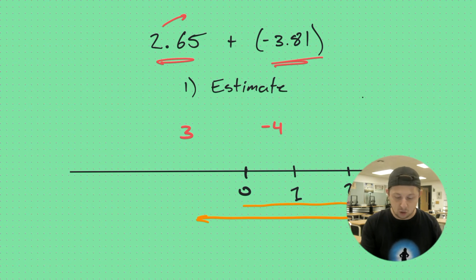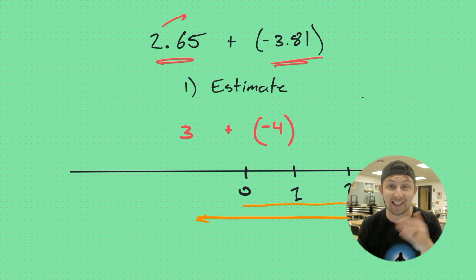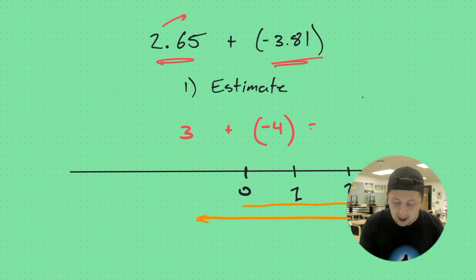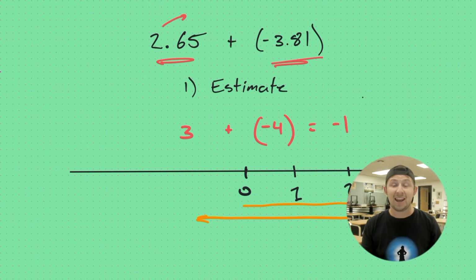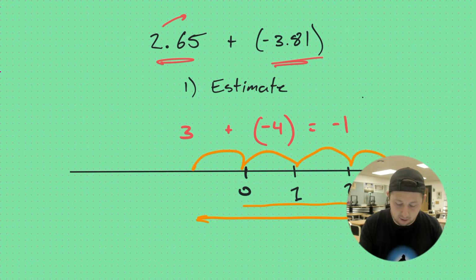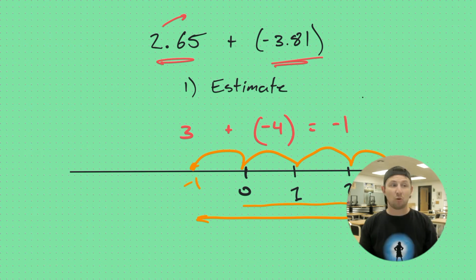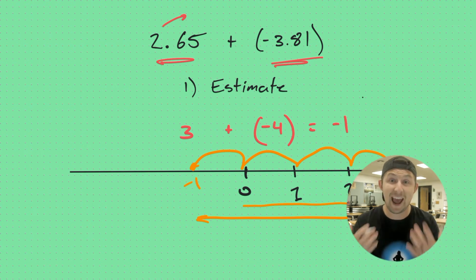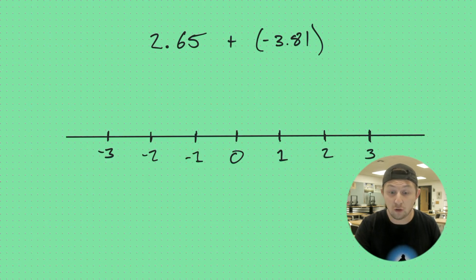All right. So I'm taking a 3 plus a negative 4. And we're going to calculate that. That's really easy for me to do. That's going to be negative 1. We started here at 3 with our estimate, and we're going to go down 4. 1, 2, 3, 4. That's going to put me somewhere right around negative 1. So there's my estimation. So now let's go ahead and let's actually solve this problem.